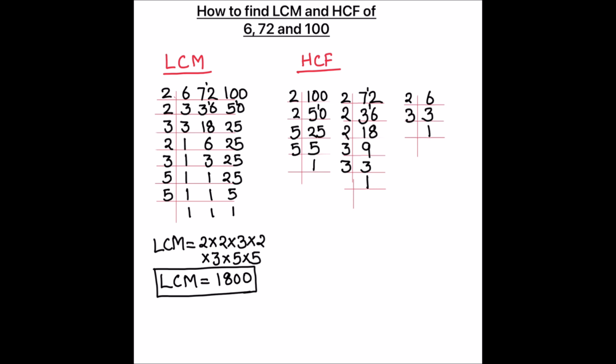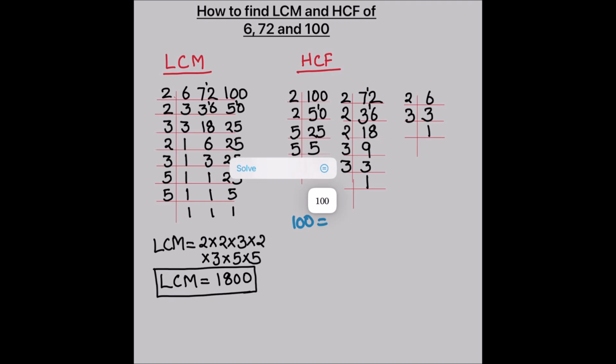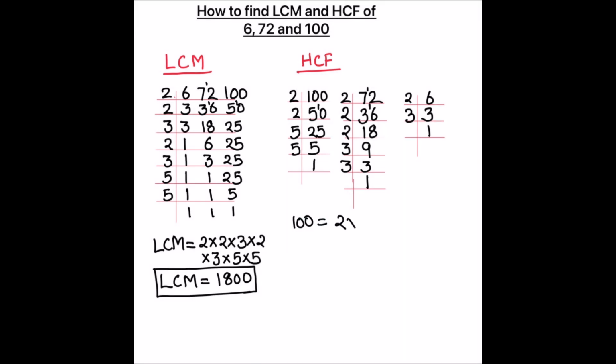Let's write the factors of the numbers. 100 is 2 times 2 times 5 times 5. Factors of 72 are 2 times 2 times 2 times 3 times 3. And factors of 6 are 2 times 3.